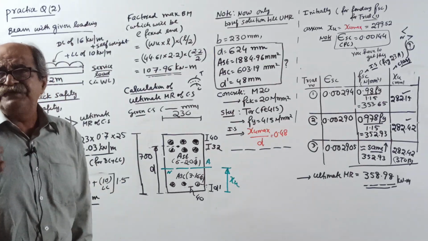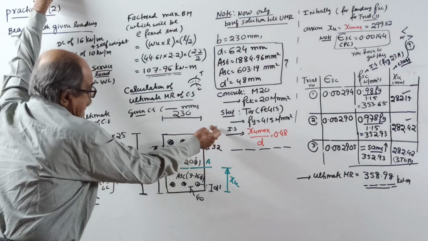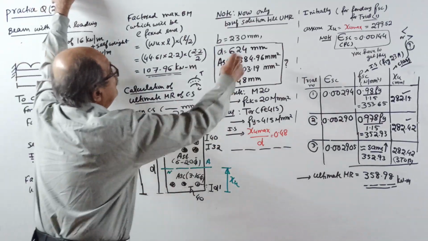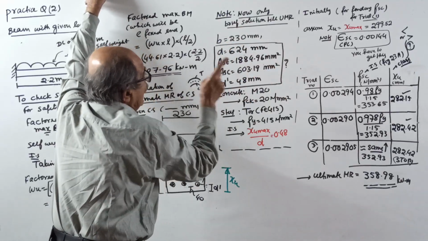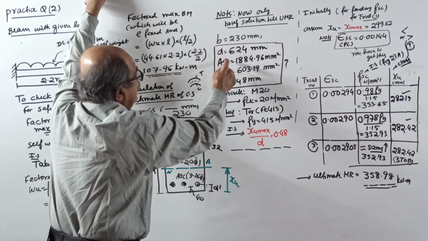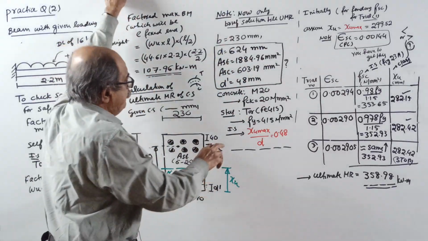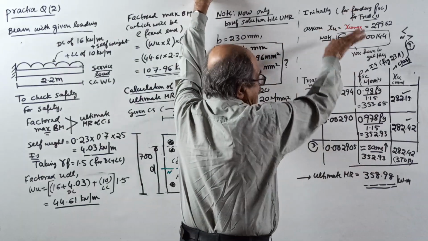So now you can check the safety after finding the ultimate MR of the cross section. Write the cross section, everything thoroughly explained so far. Now briefly, the box values you have to calculate, remember: the D, AST, ASC, D dash, all this you have to calculate. So therefore, everything is over. Now see, I wrote the values here.